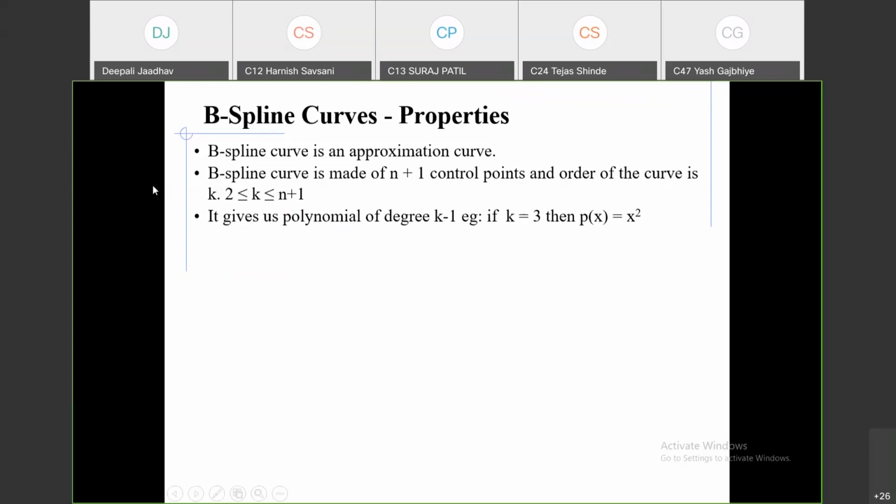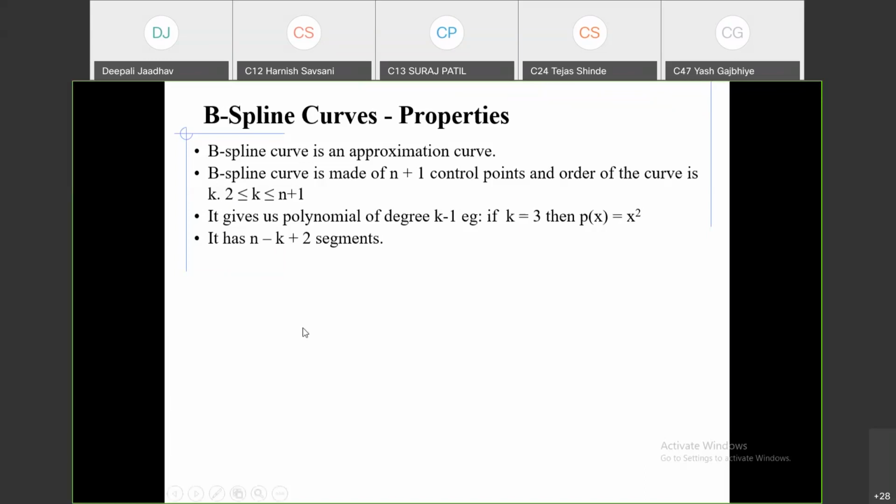What is the k? It is greater than or equal to 2 and less than or equal to n plus 1. So degree depends upon the value of k, not on the control points. That is the major difference between the Bezier curve and B-spline curve. In Bezier curve, degree is always less than the number of control points, while in this, the degree is less than the value k, and k is greater than or equal to 2 and less than or equal to n plus 1.